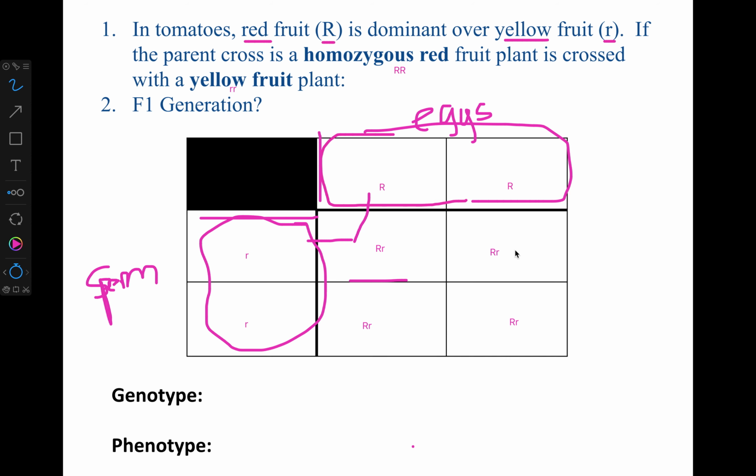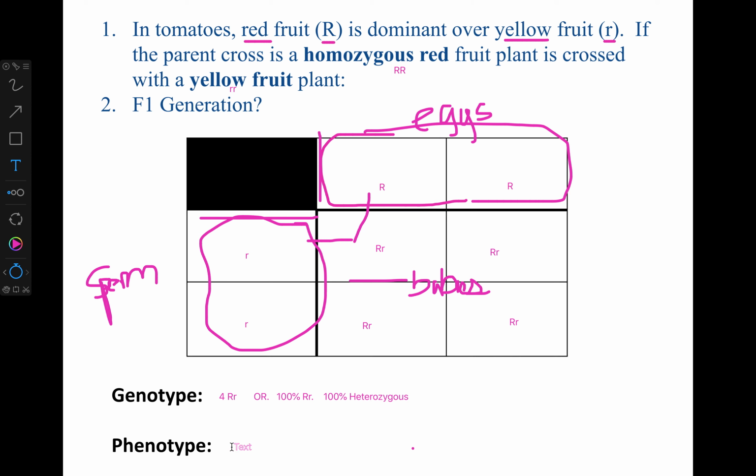And these are the babies. Babies, right? We're just exploring the options here. Okay, so down here it wants you to do your genotype ratio. So we actually have 4 heterozygous, right? 4 capital R. You can also write 100% heterozygous if you don't want to write the letters.